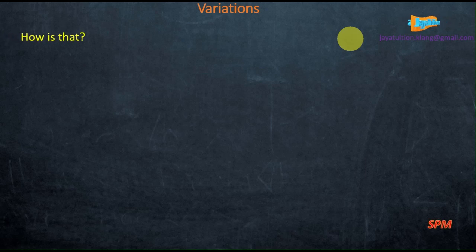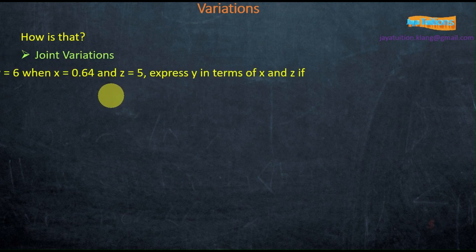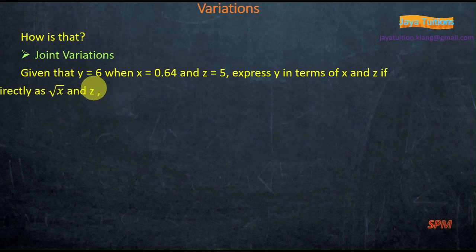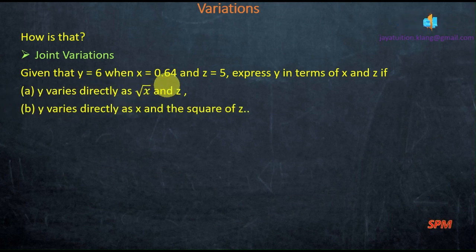Today we are going to see about joint variation, two problems on numerical. The first one is given over here: y is equal to 6 when x is equal to 0.64 and z is equal to 5. We have to express y in terms of x and z.